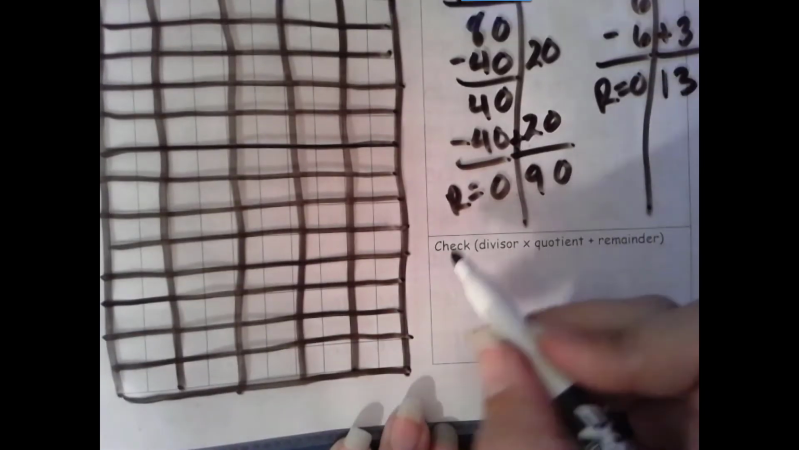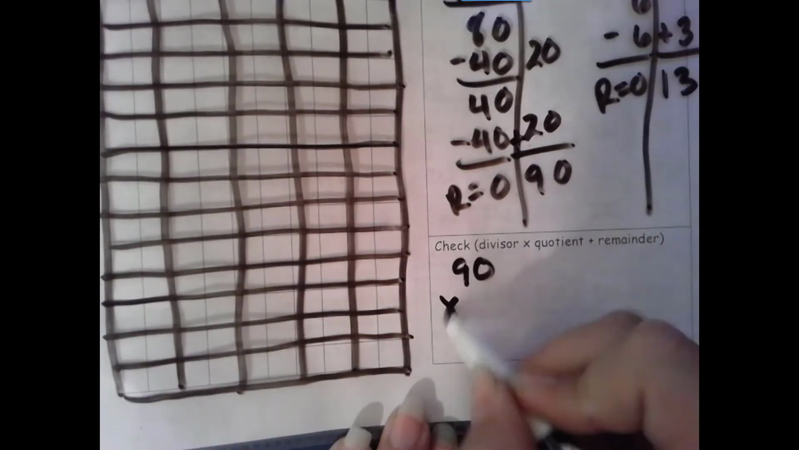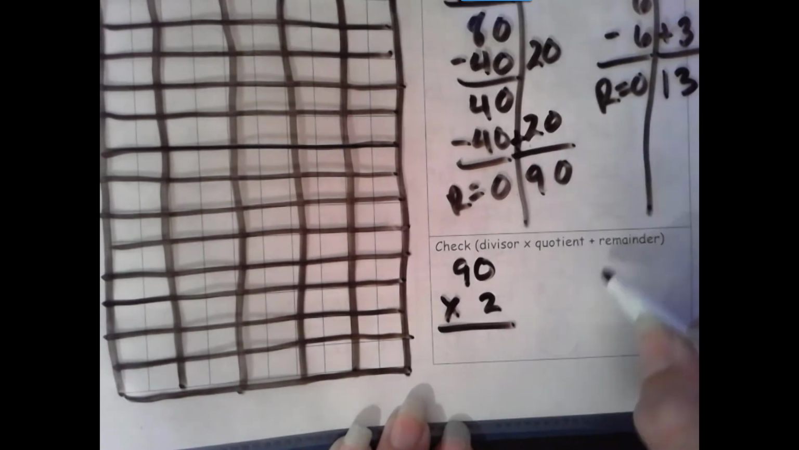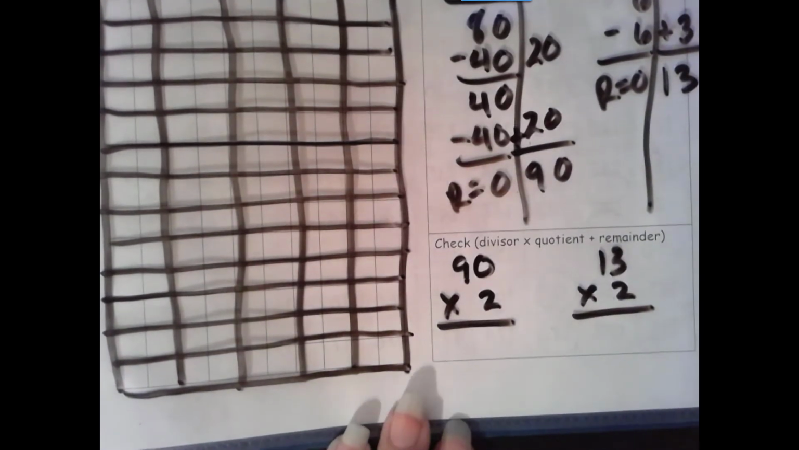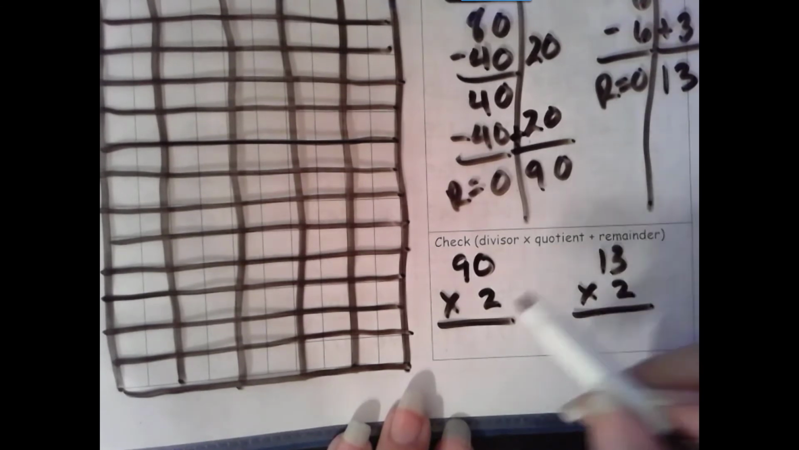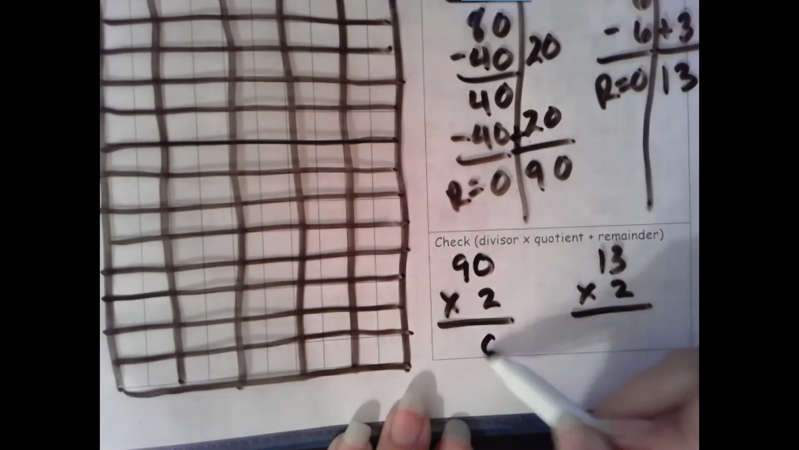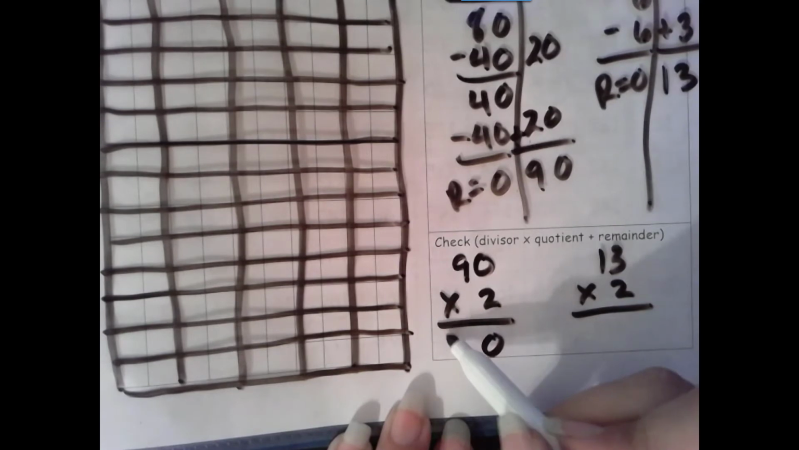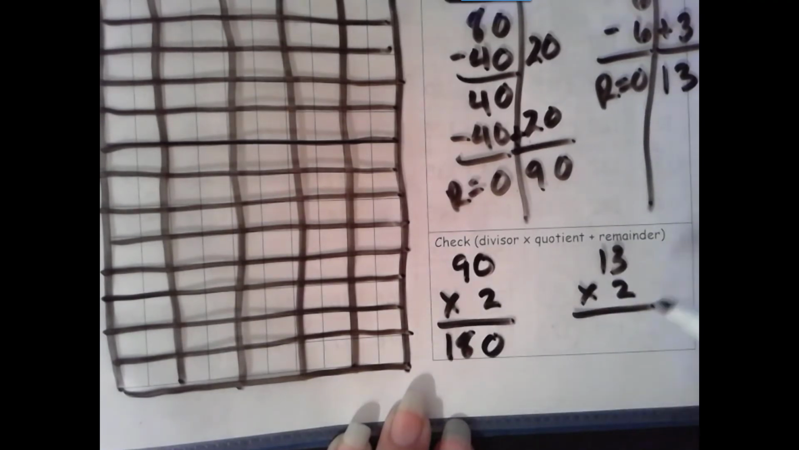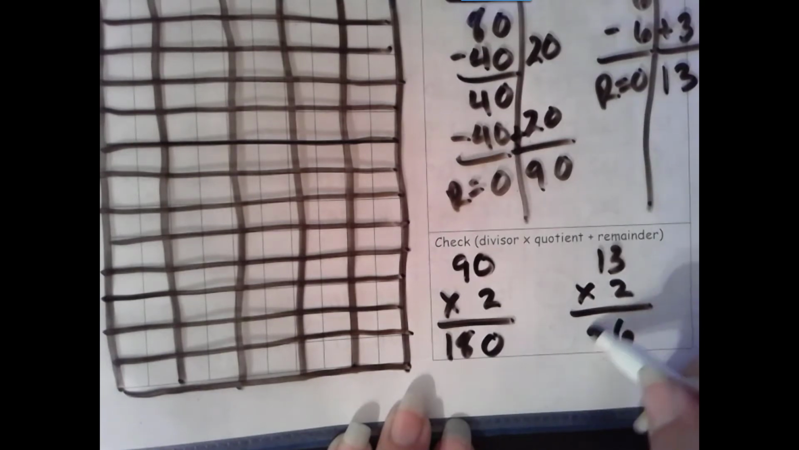Since our remainder for both is 0, and the identity property of addition says when you add 0, it stays the same, I don't need to add it. It's going to just stay the same. So 2 times 0 is 0. 2 times 9 is 18, or 18 tenths, 180. 2 times 3 is 6. 2 times 10 is 20.